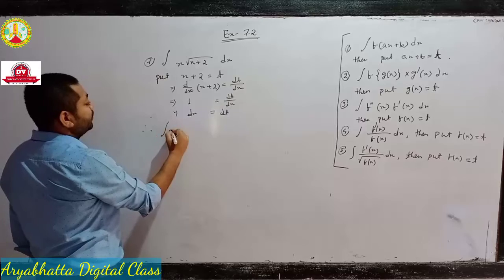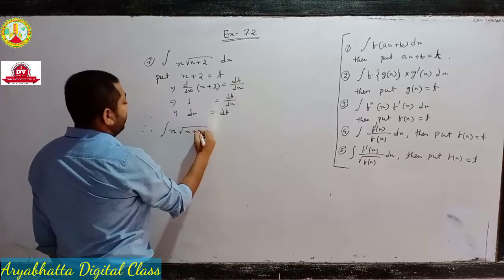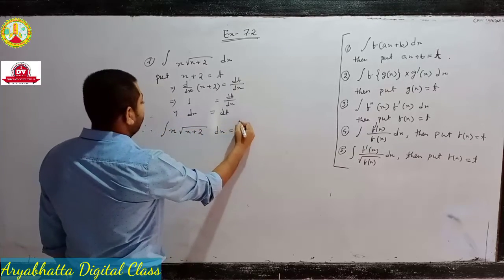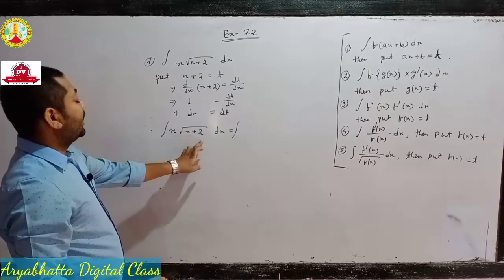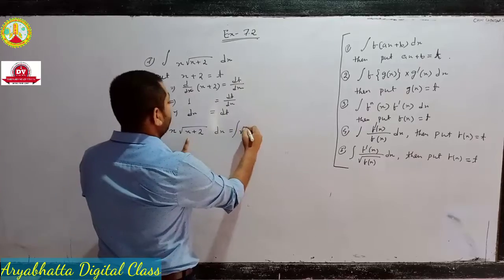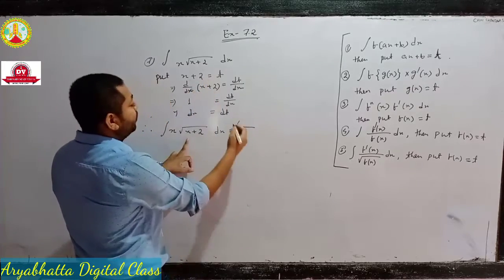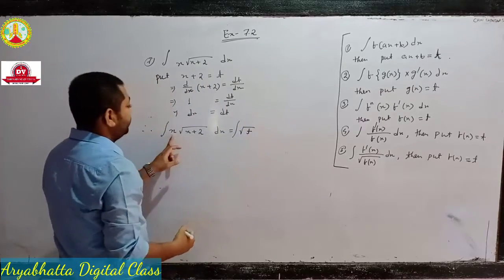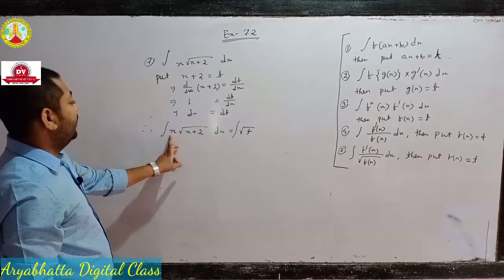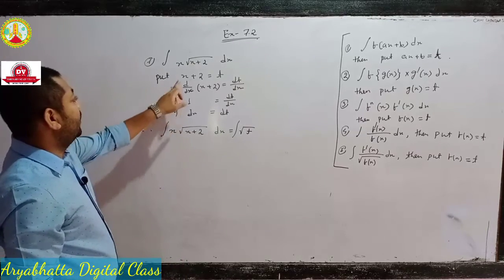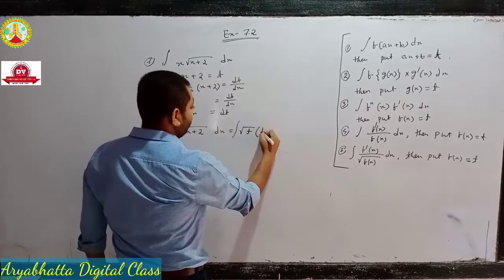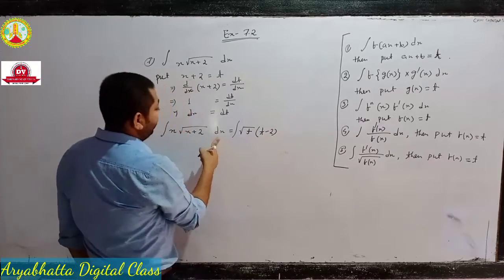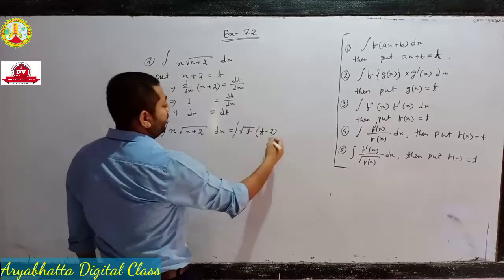Therefore, the integral of x into root x plus 2 dx is equal to the integral of x into square root of x plus 2. Here x plus 2 equals t. Then x is equal to t minus 2. Next, dx: here dx equals dt.